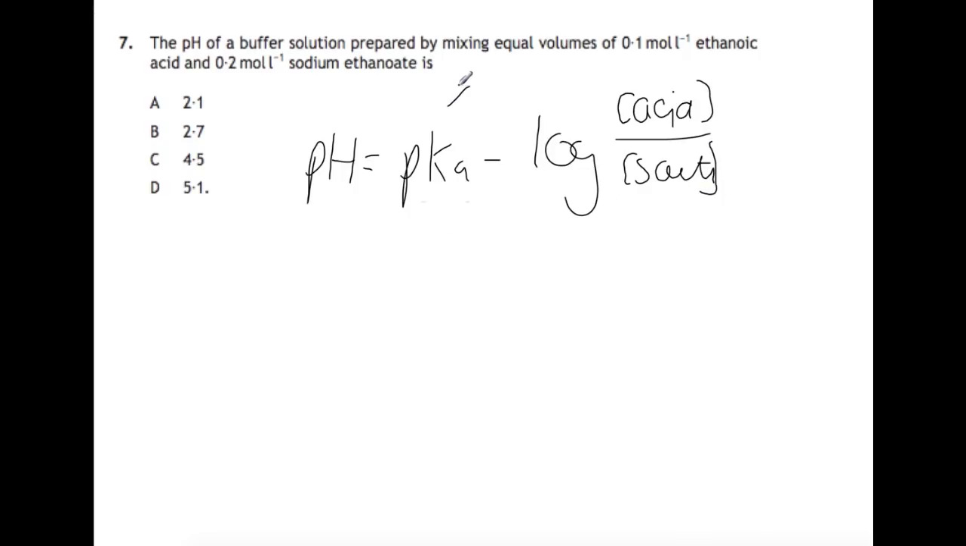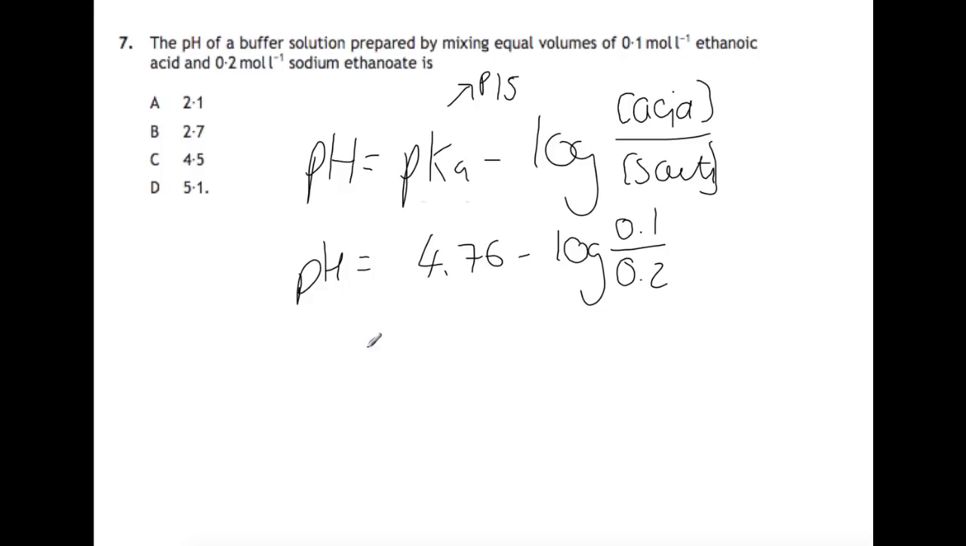To find the pKa, you can look at page 15 of your databook, and you'll be able to find the pKa for ethanoic acid. If you look that up, you'll find that it's 4.76, and we're going to do minus log of our concentration of acid, which is 0.1, and our concentration of salt, which is 0.2. And if you calculate that through, you'll find that the pH is 5.1. So your answer is D.